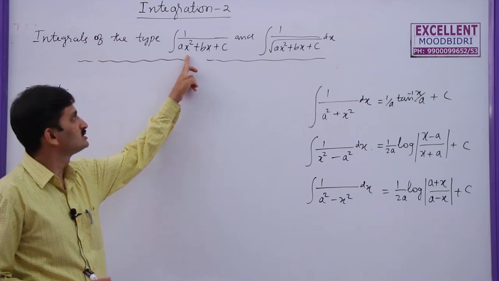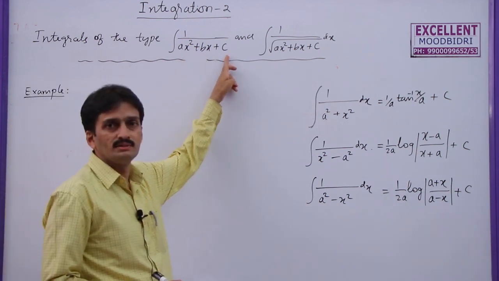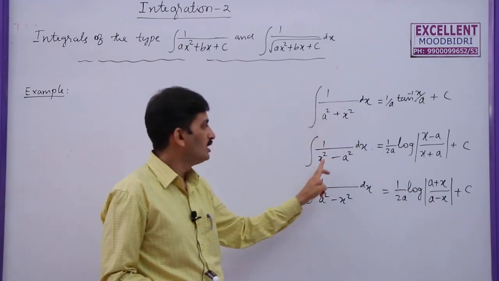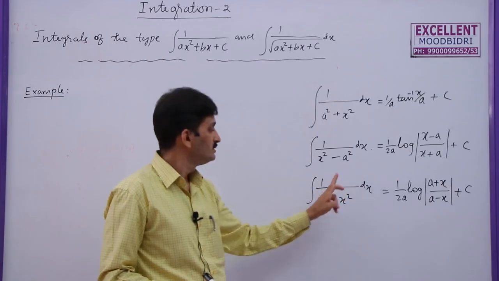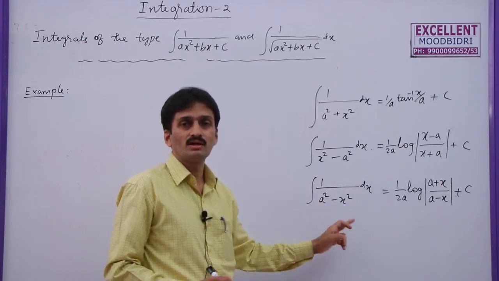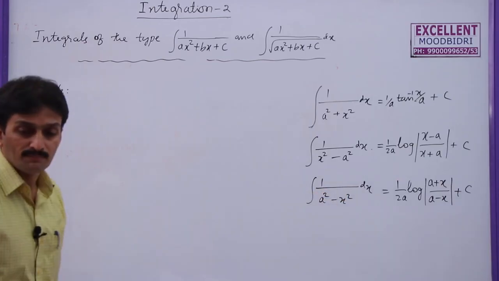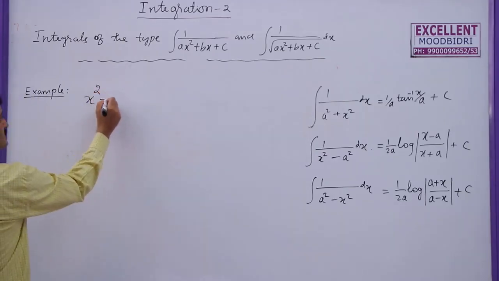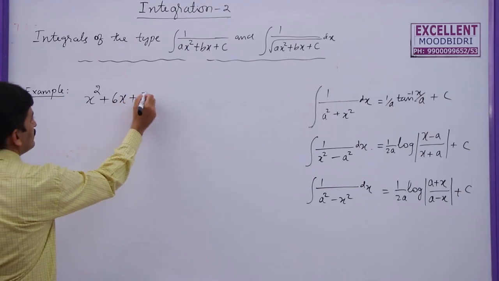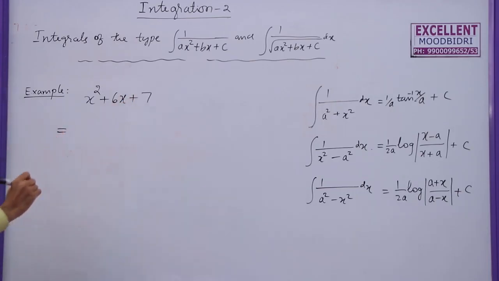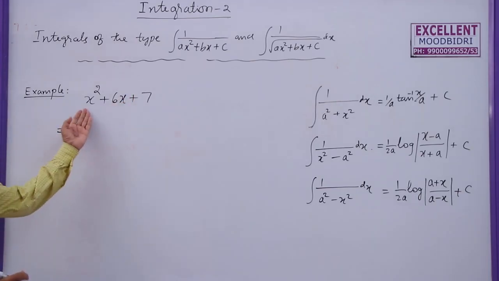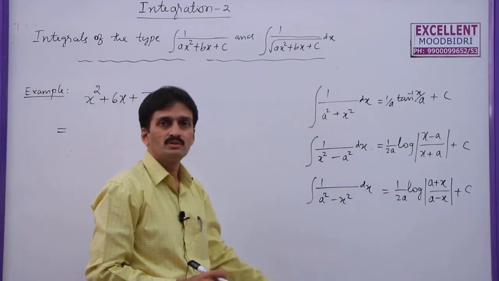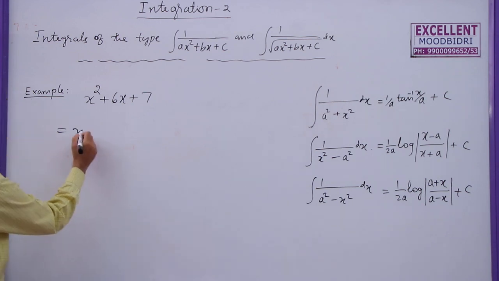You should write ax square plus bx plus c in terms of either a square plus x square, or x square minus a square, or a square minus x square. How? Let us see. For example, consider one quadratic expression x square plus 6x plus 7. Now we have to transform this quadratic expression into one of these three types. So for that, what should you do?